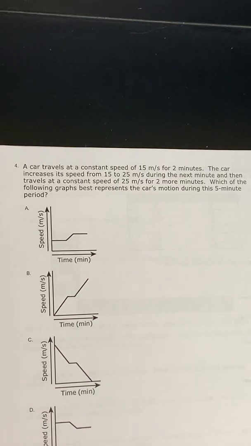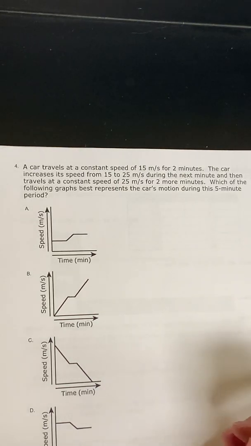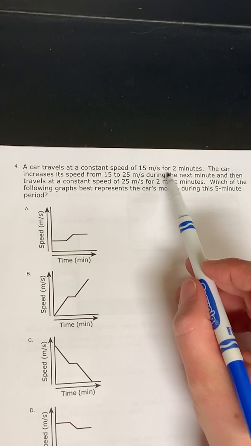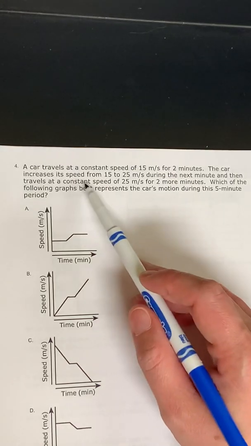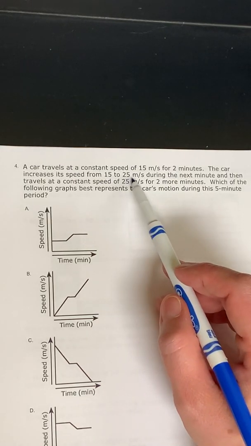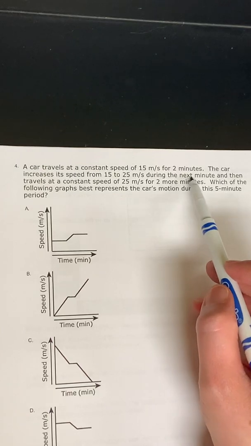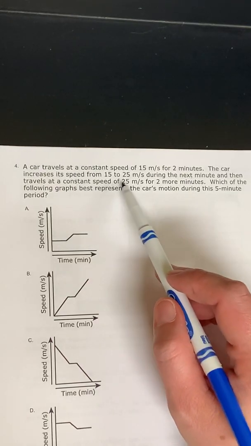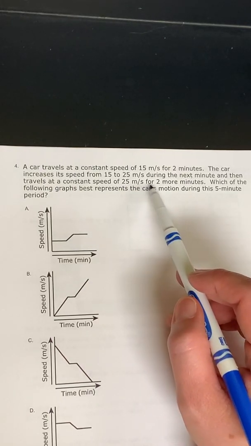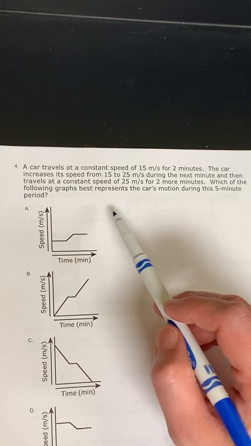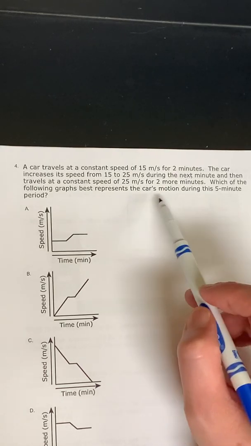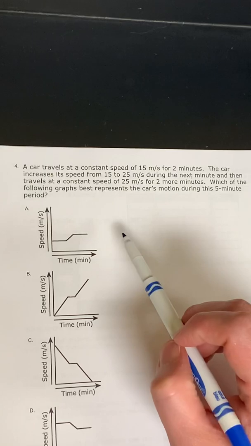Okay. A car travels at a constant speed of 15 meters per second for 2 minutes, then increases its speed from 15 to 25 meters per second during the next minute, and then travels at a constant speed of 25 meters per second for 2 minutes. Which of the following graphs best represent the car's motion during this 5-minute period?